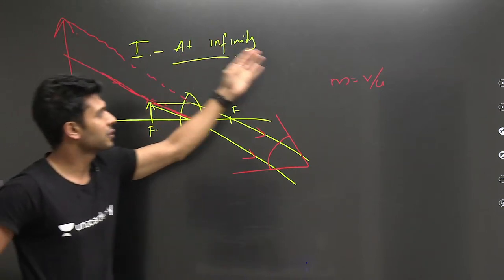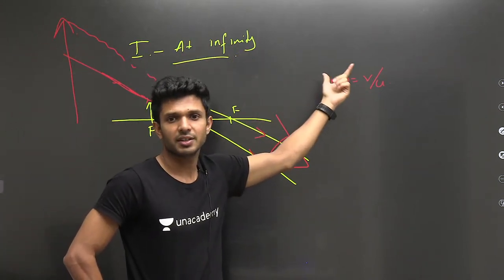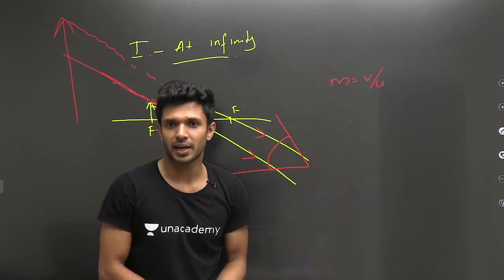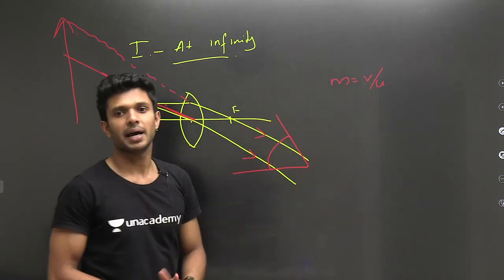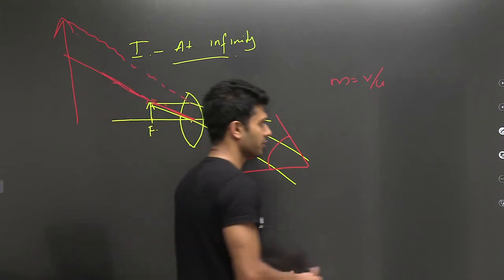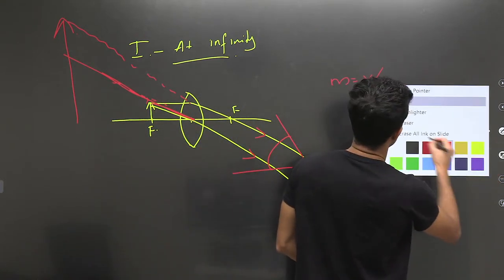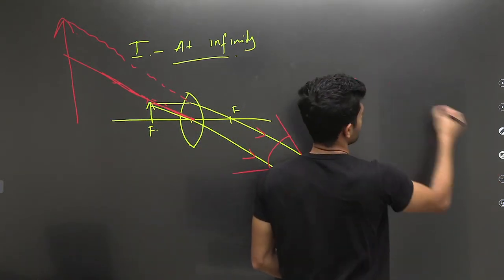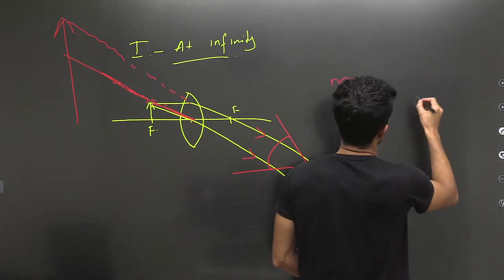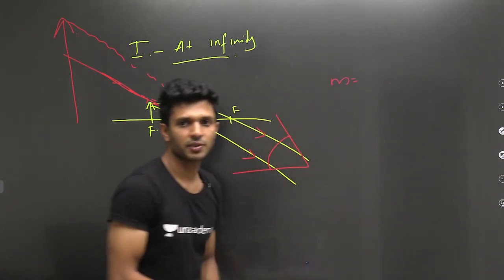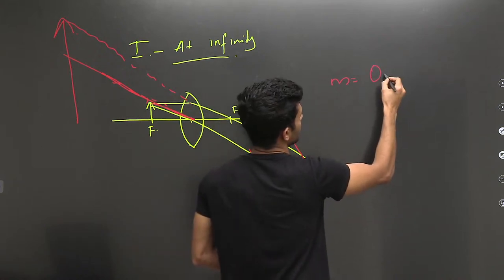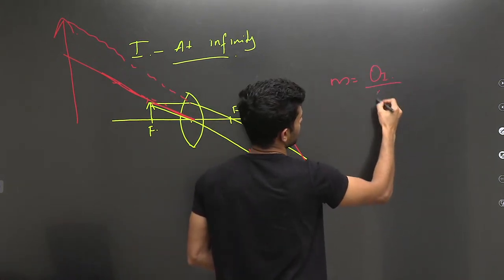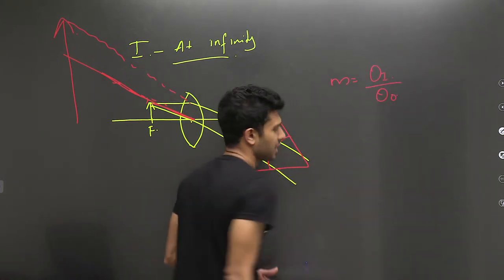So, we'll have to put V equal to infinity. It won't be giving us a proper value for magnification, right? So here, instead of finding this magnification by using the formula V by U, which is not feasible in this case as the image is formed at infinity, we'll be finding out the angle subtended by the image to the angle subtended by the object.